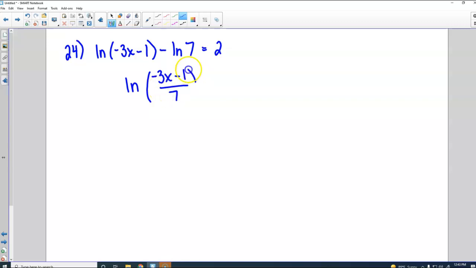Perfect. So we got natural log of negative 3x minus 1 over 7 equals 2. Can we drop logs? No, because there's only one on one side. So how do we get rid of that natural log? E to the power. That's the opposite of our natural log, which means we've also got to do that over here. Okay, so I've got negative 3x minus 1 over 7 equals e squared.